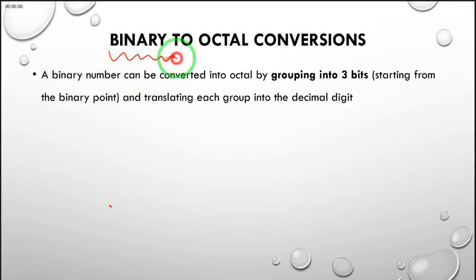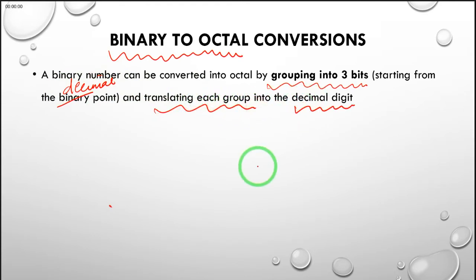We are now doing binary to octal conversion, and we say that we can do that by converting groups of 3 bits starting from the decimal point. I think we should say decimal point, and translating each group into the decimal digit. Here again, I think there's a mistake. This should be octal digit.